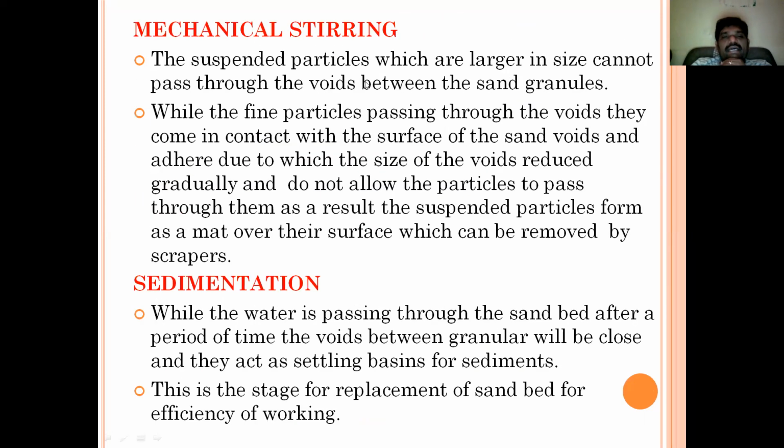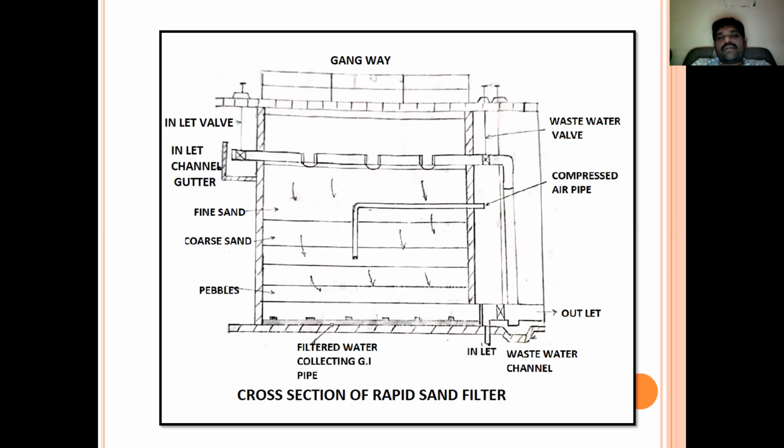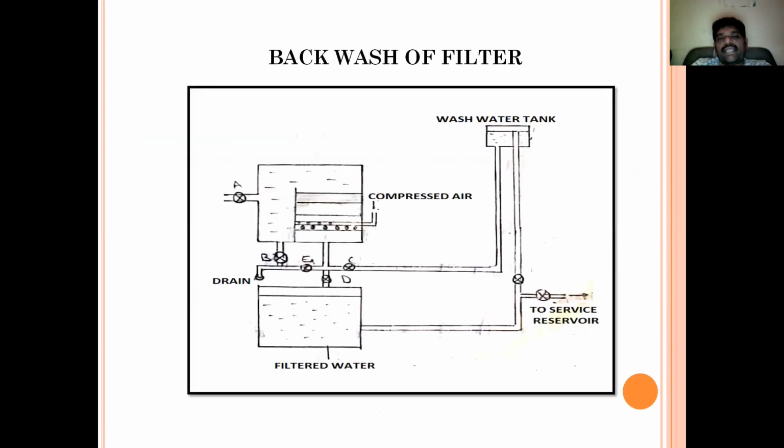Going back, we have seen the sedimentation. While the water is passing through the sand bed, after a period of time, the voids between the granules will be closed and they act as settling basins for sedimentation. Why will they be closed? Because of the contaminants in the water, the small voids in between the granules will be closed. Now you understood why the voids will be closed. By sending this compressed air through this pipe, the voids in between the sand granules will be released.